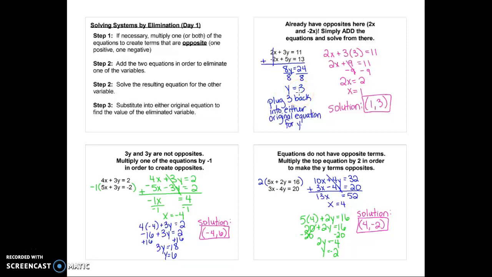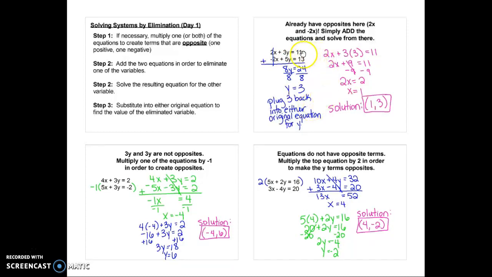Now your final step is to take that answer and plug it back into either one of the original equations. It's going to be really important with this method that you always plug it back into an original equation, not an equation that you have changed. Now in this case, we didn't have to change either of these. So you can either plug it back into the 2x plus 3y equals 11, or you could plug it back into negative 2x plus 5y equals 13. Does not matter, you will get the same answer either way.